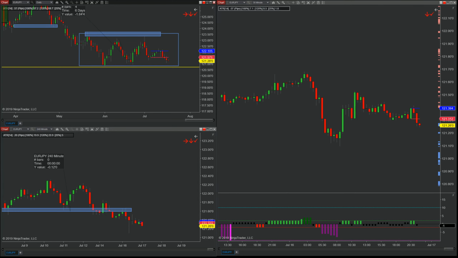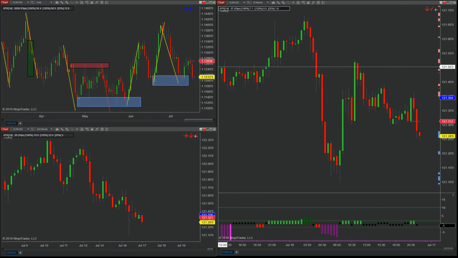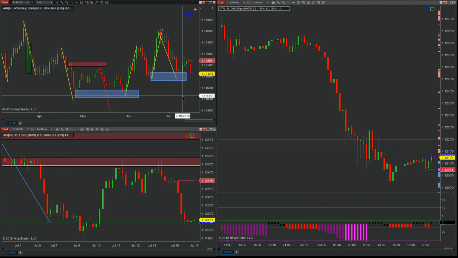Okay, euro dollar. Euro dollar is back, right? We are back. And again, isn't this kind of funny? I got one mosquito in this room. It keeps buzzing my head, right? So we had a nice little pop out of this buying area, right? Came back up, grabbed these 3 areas, right?